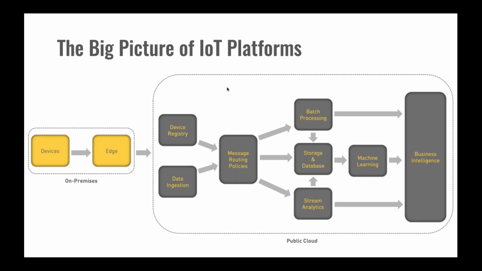And that's where we have the batch processing layer, which is also called cold path analytics, and the stream analytics layer, which is also called hot path analytics. And then we have storage and databases for persisting the raw sensor data and also the processed sensor data. And that data can be fed to machine learning to find insights and to perform predictive maintenance and predictive analytics on the inbound data. Now, ultimately, all of this is fed to a business intelligence platform where there are dashboards and a variety of visualizations to understand how your devices are functioning. So this is the big picture.